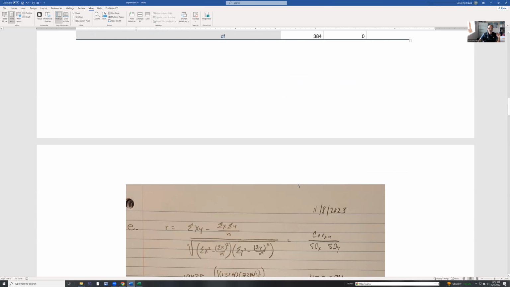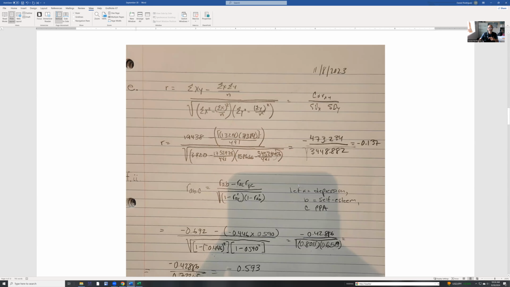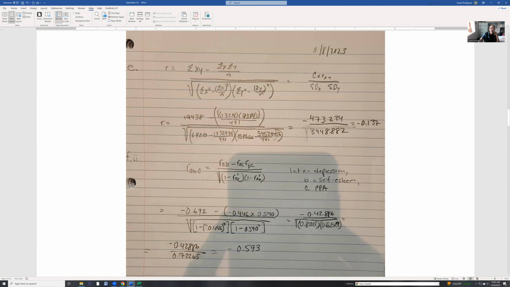So let's go ahead and do this. And I did this by hand here last year. So we use the shortcut equation. So it's R, the correlation, equals the summation of the product of x times y minus the sum of x times the sum of y divided by n. And this is divided by the square root of, basically, the variances of each variable. So it's giving you the standard deviations.